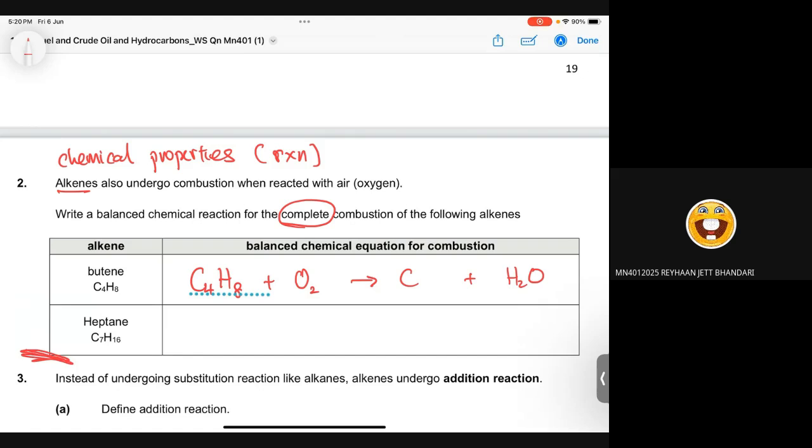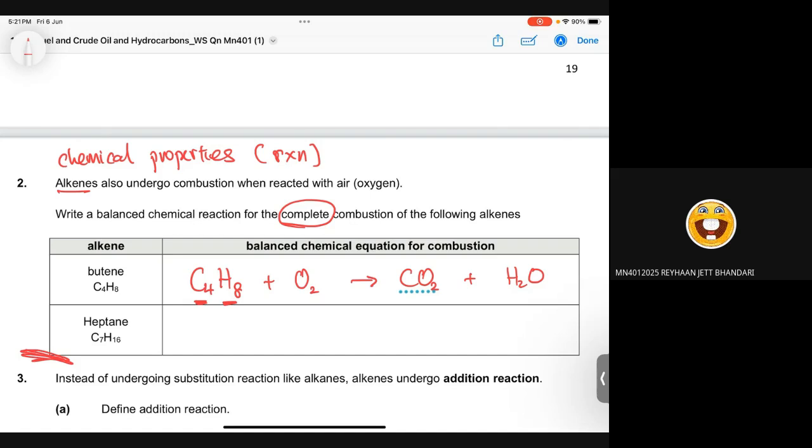Ryan, please help him. What's the product, Ryan? Carbon dioxide. So actually think of it as your carbon gaining oxygen and hydrogen gaining oxygen after it undergoes combustion. Okay, so now once you have the equation out, then we start to balance.